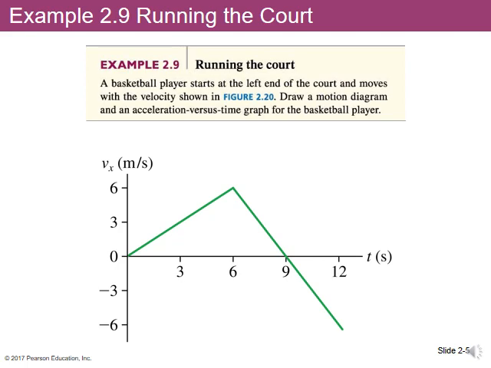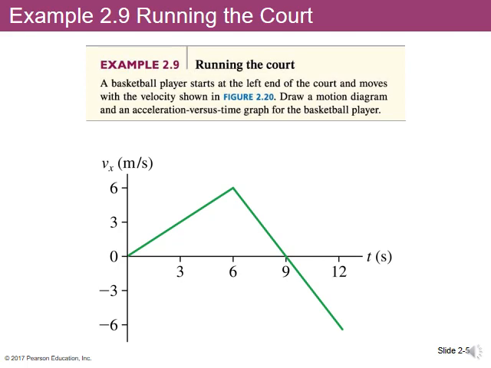Let's look at another example. Also kind of going back to review what we did in class. Here we have a velocity time graph of a basketball player, starts at the left end of the court and moves with the velocity shown in this picture. So we want to try to figure out from this, what would his motion diagram look like? How is he moving? And then an acceleration versus time graph.